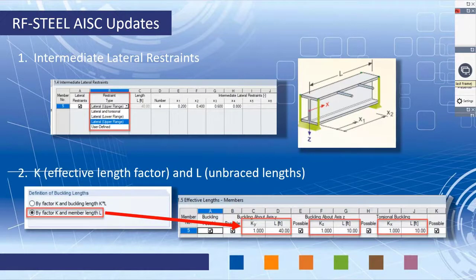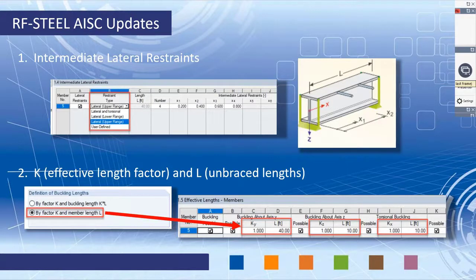I am going to jump ahead to our next table here just to quickly explain another change. So once we go back to our example, we're going to have our second table available for unbraced lengths and effective length factors for buckling. So buckling would be strong axis buckling, weak axis buckling, flexural torsional buckling.